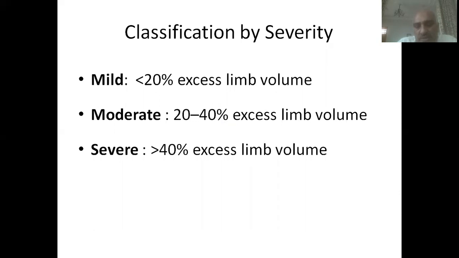We classify lymphedema as mild, moderate, and severe, depending upon the lymph volume, that is, what percentage the limb volume is more than the normal limb. Usually lymphedema is unilateral, so you can compare both limbs and say how much percentage it is more than the other.